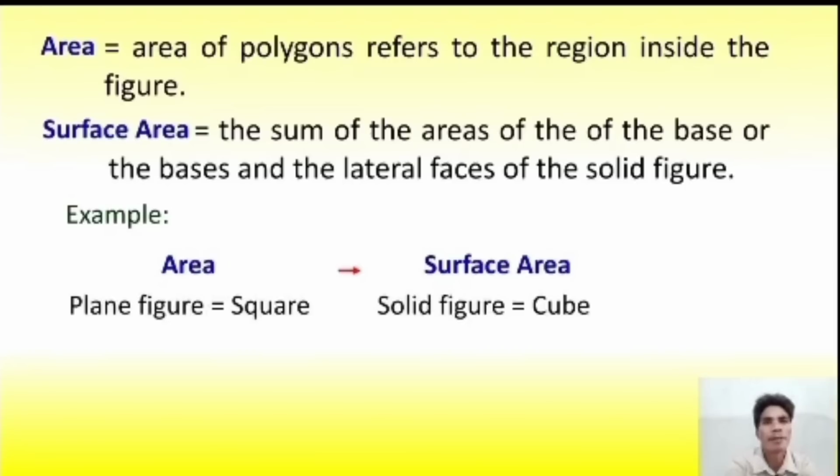Sa area, we have plane figure na square at sa surface area, we have solid figure na cube. Example po, yan. Sa area, yung plane figure na square, yun po yung ating kunan ng area. Ngunit sa solid figure na cube ay binubuo po ng anim na square. So, yung anim na square, yun po yung ating kunan ng area. At pag natotal lahat ng area sa anim na square, yun na po yung tinatawag na surface area. So, yun po ang pagkakaiba ng area at surface area.